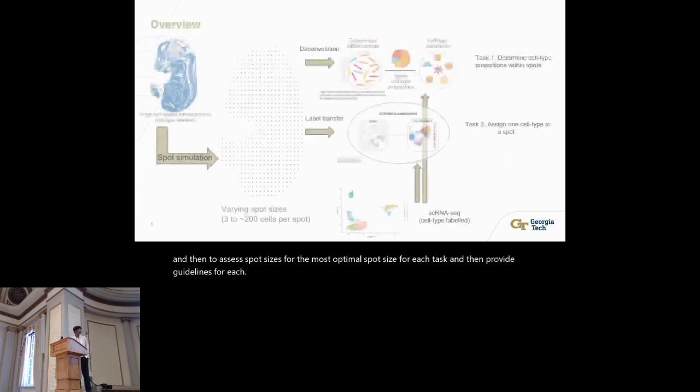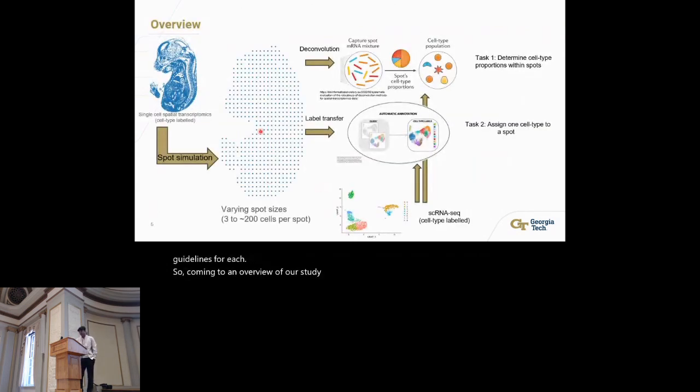So coming to an overview of our study, first we have the single-cell spatial data, which is cell type labeled, and then we perform spot simulation on that with different size spots. So here we consider spots ranging from 3 to 200 cells per spot. Then we perform 2 tasks on the spot-based data, which is deconvolution and label transfer.